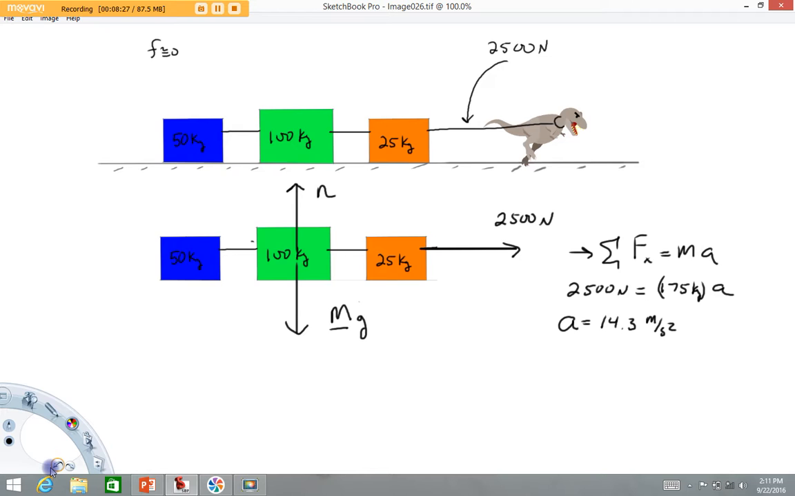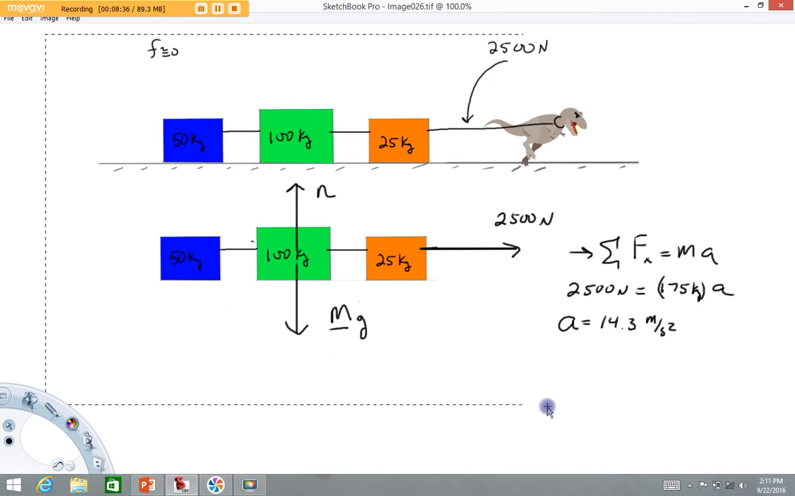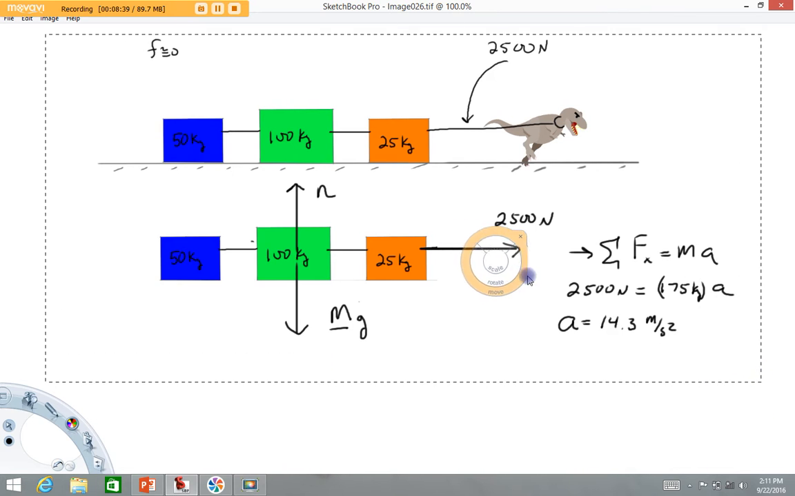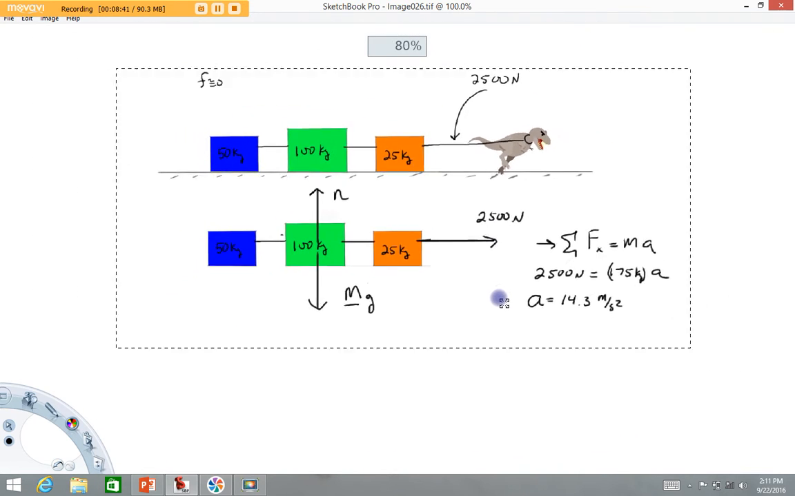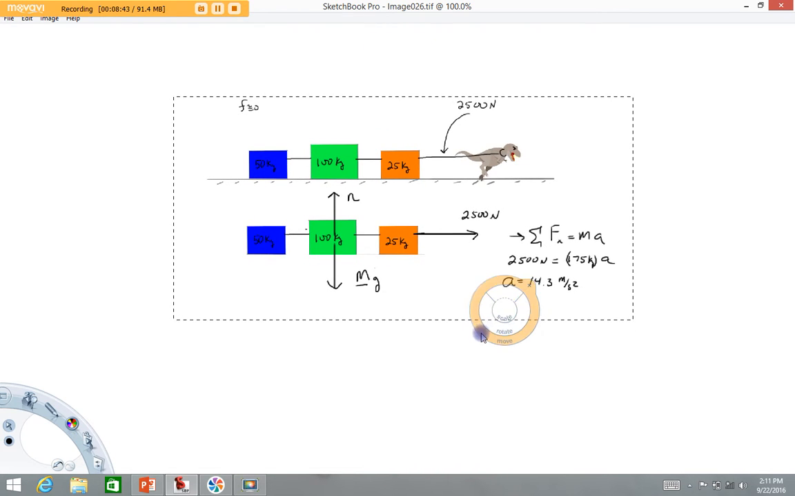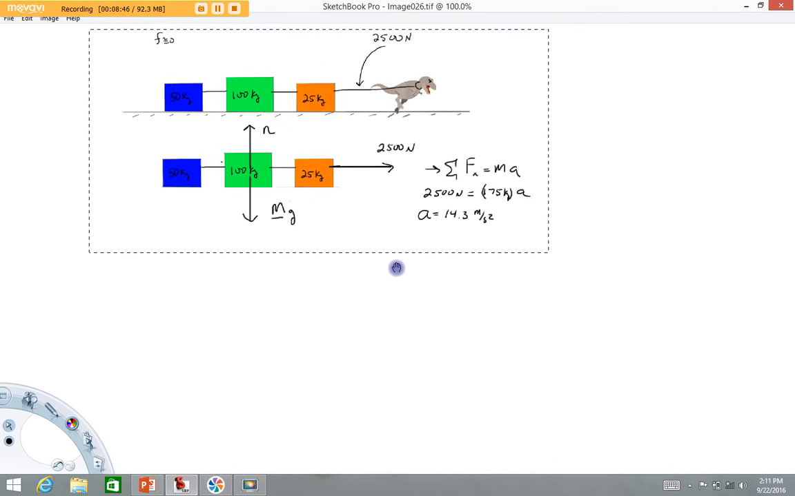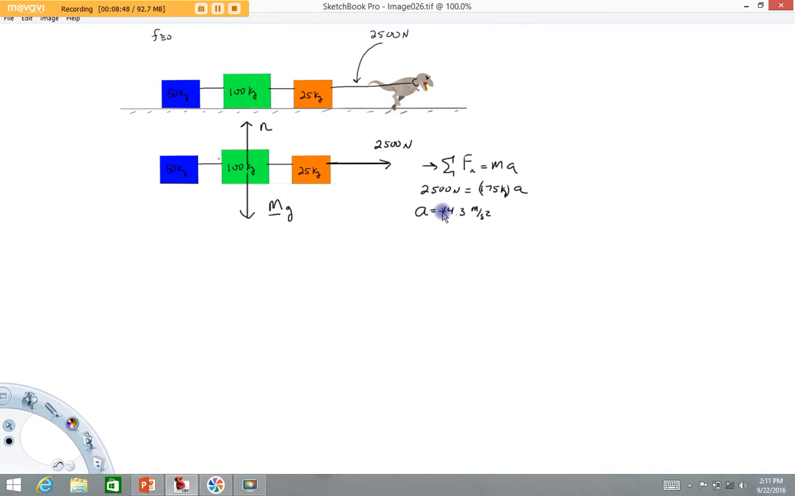All right, now what we'll do is try to figure out what these tensions are. And what I'm going to do here is try to make myself a little room. I'm going to take this whole kit and caboodle, shrink it down a little bit, move it up. Okay. All right, now to get this tension, I need a free body that includes this tension. And there's a couple of choices. Choice number one, I could draw a free body of this.